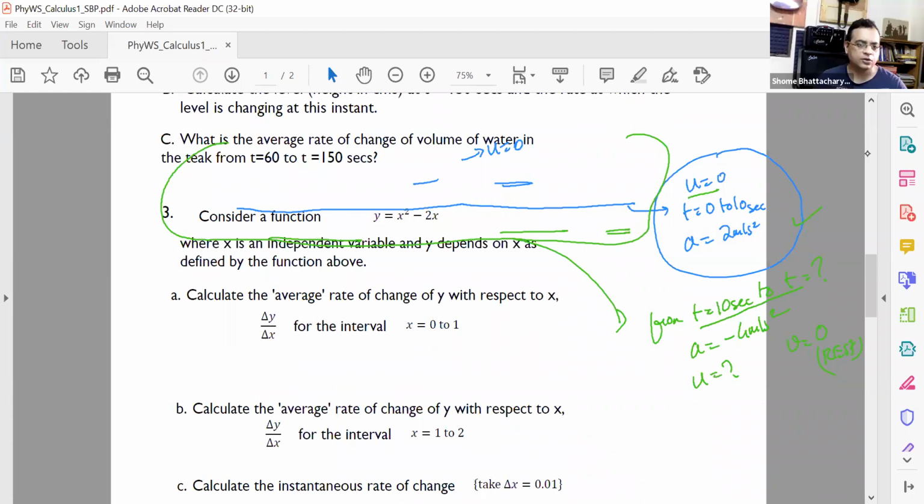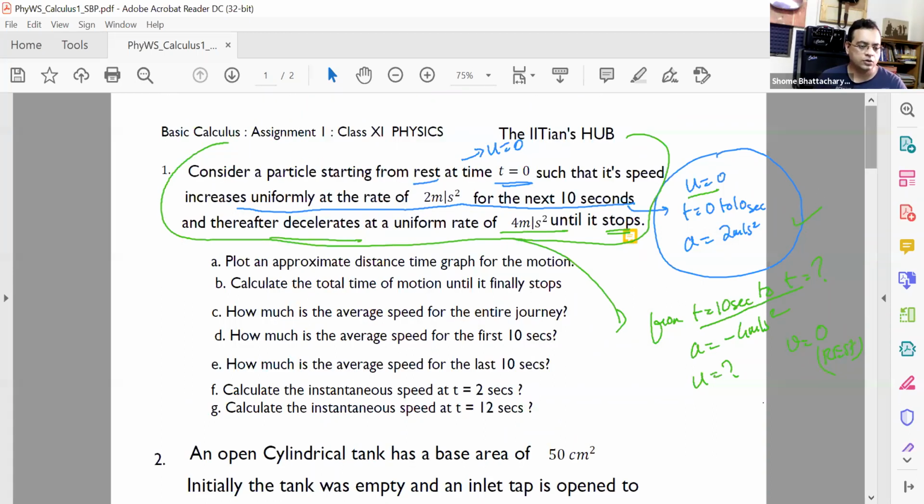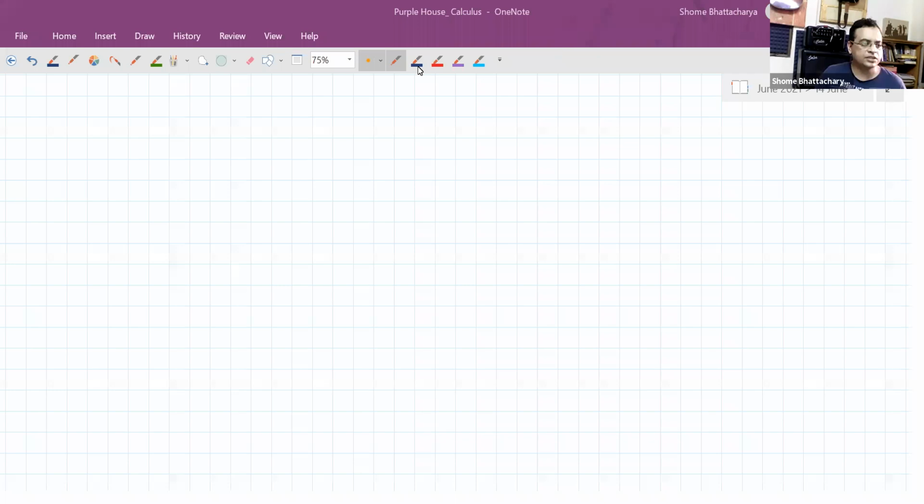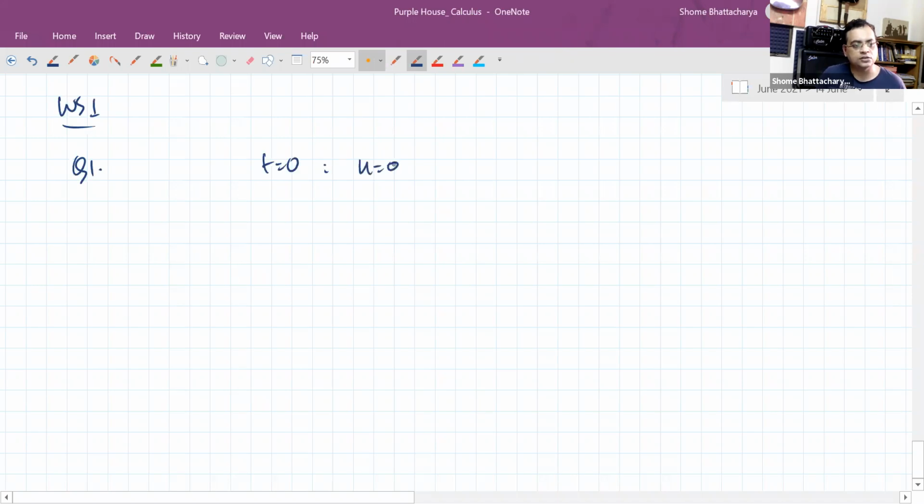Okay. So anyway, I've lost the question. Now let me explain this. How will we deal with this information? In this question, this is worksheet 1, question number 1. It is given that at t equal to 0, my initial velocity was 0. And up to t equal to 10 seconds, my acceleration is uniform at +2. So it's uniformly accelerated.